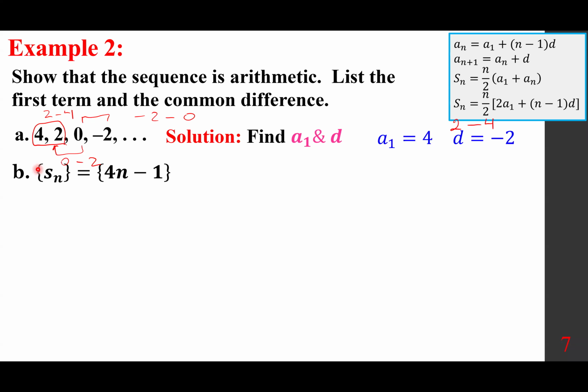What about this? S sub n is 4n minus 1. So we need to find a couple of terms and the difference. So the first term, if I want A sub 1, I just replace the n with 1. And I get 4 times 1 minus 1, which is 3.